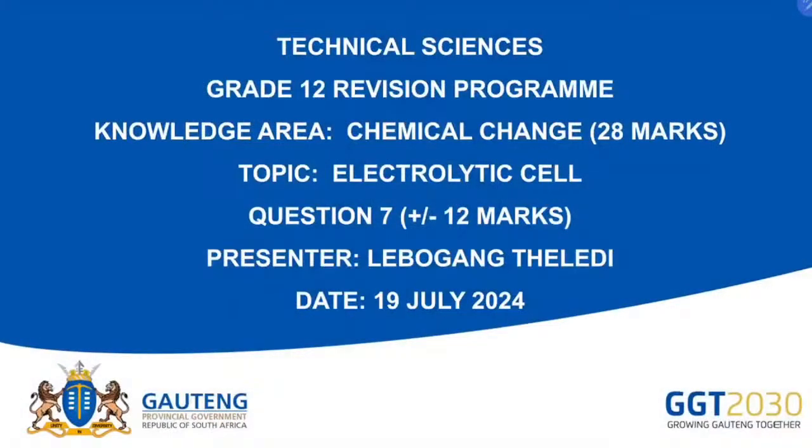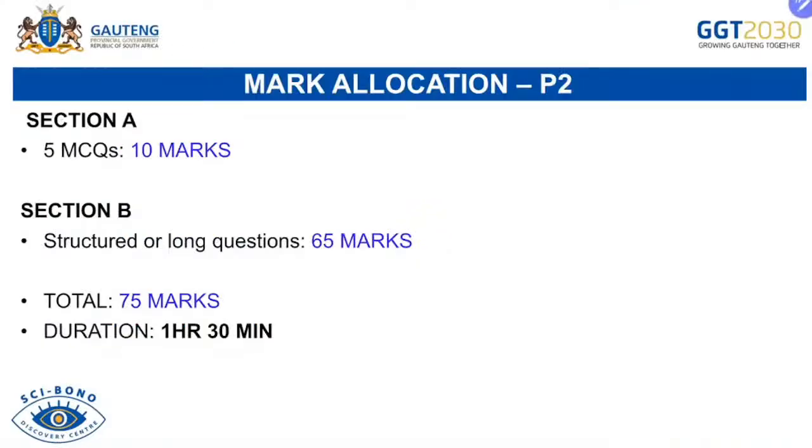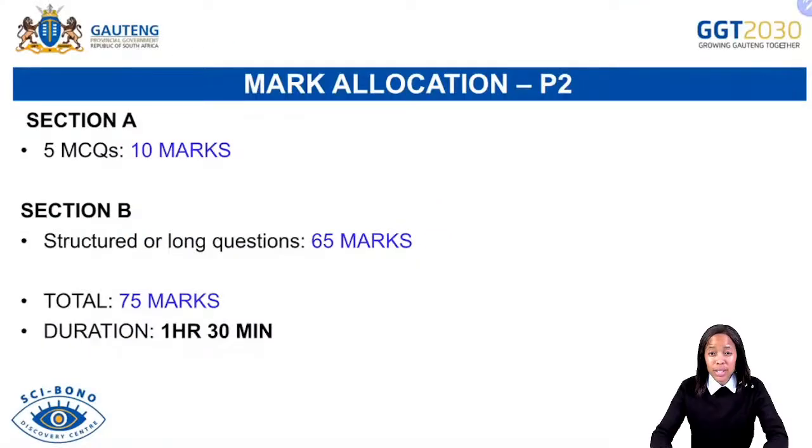So for today's knowledge area, we will be talking about chemical change, which consists of 28 marks. And for today's topic, we'll be focusing on the electrolytic cell, which is under your electrochemical cells. That is going to be your question 7 in paper 2, and it consists of plus minus 12 marks.